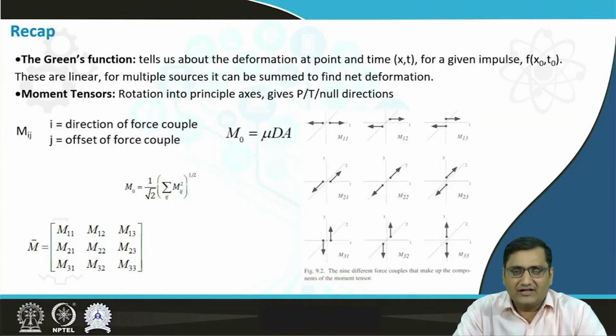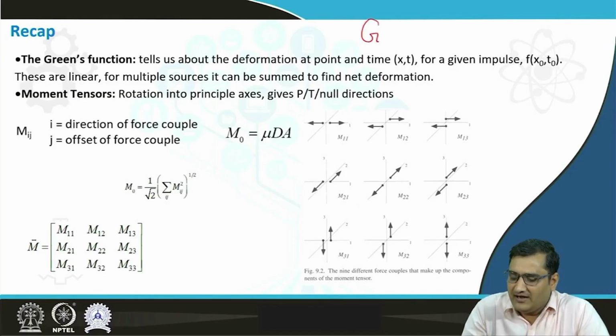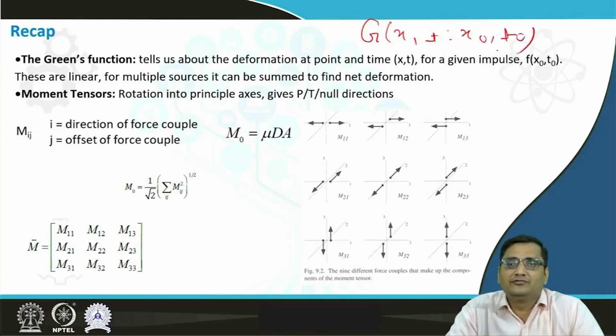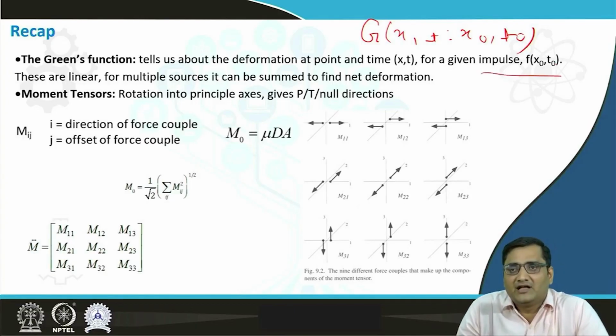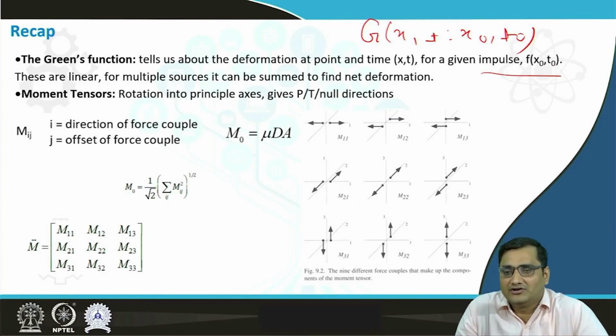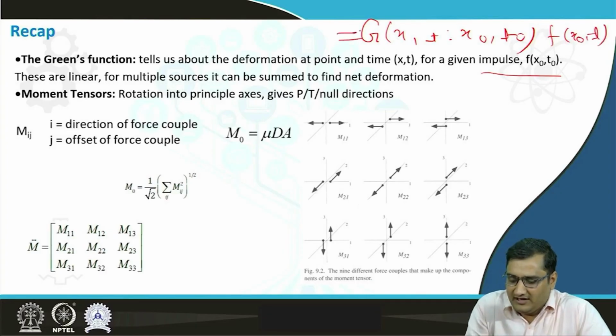Then we learnt about the Green's function. If you remember, we defined a term capital G, which has x comma t for a given x naught comma t naught, and this basically is used to denote the path effect through which the seismic waves have travelled. So when you couple it with the impulsive force such as f x naught comma t naught, in the previous class we took the example of the delta function.